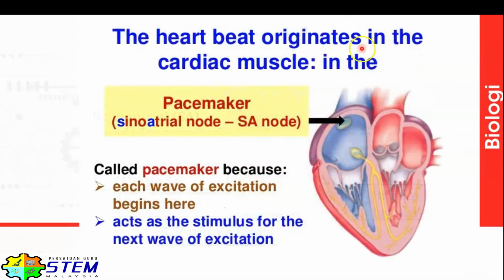The heartbeat originates in the cardiac muscles in the pacemaker. So again, we have to know that the pacemaker is the sinoatrial node, also known as the SA node. It is called the pacemaker because each wave of excitation begins here and it also acts as a stimulus for the next wave of excitation.